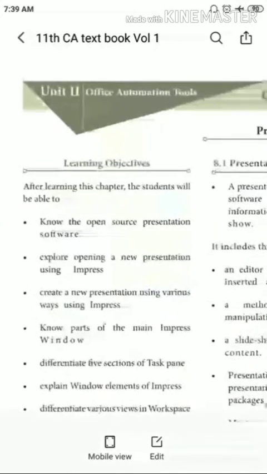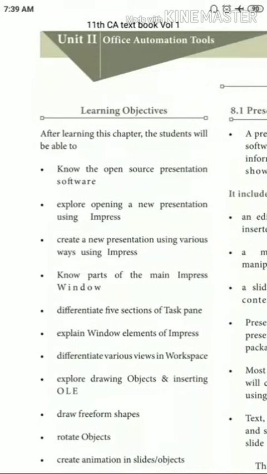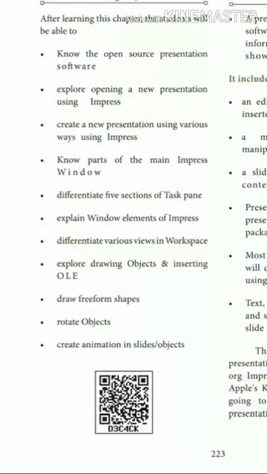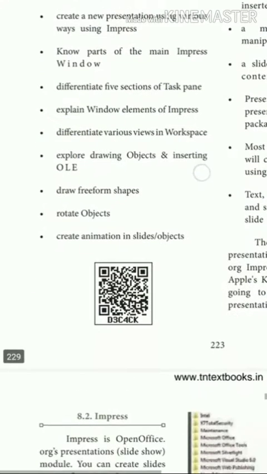Learning objectives. Here you can see that after learning this chapter, the student will be able to know the open source presentation software, explore opening a new presentation using Impress, create a new presentation using various ways using Impress, know parts of the main Impress window, differentiate 5 sections of taskbar, explain window elements in Impress, differentiate various views in our workspace, explore drawing objects, inserting OLE, next is drawing freeform shapes, rotate objects, create animation in slide and object. These are all the things that we are going to see in this 8th chapter.